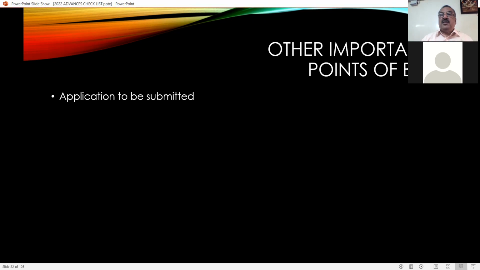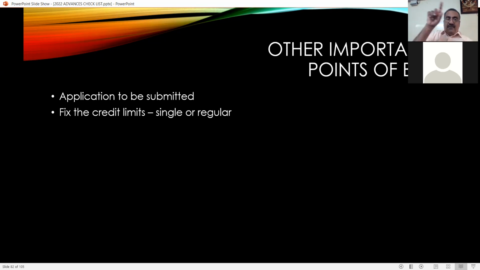And the application you have to submit, and fix the credit limits, single or regular. So what is a regular? That means overall this party is eligible to get 10 lakhs, but right now he requires only 5 lakhs. For this, we will give the guarantee. Tomorrow you will come and ask, sir, can you give 7.5 lakhs bank guarantee? Again, I will give. So that's a limit fixed, just like a cash credit limit, they fix the overall limit. So up to 20 crores, up to 10 crores, we will issue the bank guarantee. In that, they want so many bank guarantees.